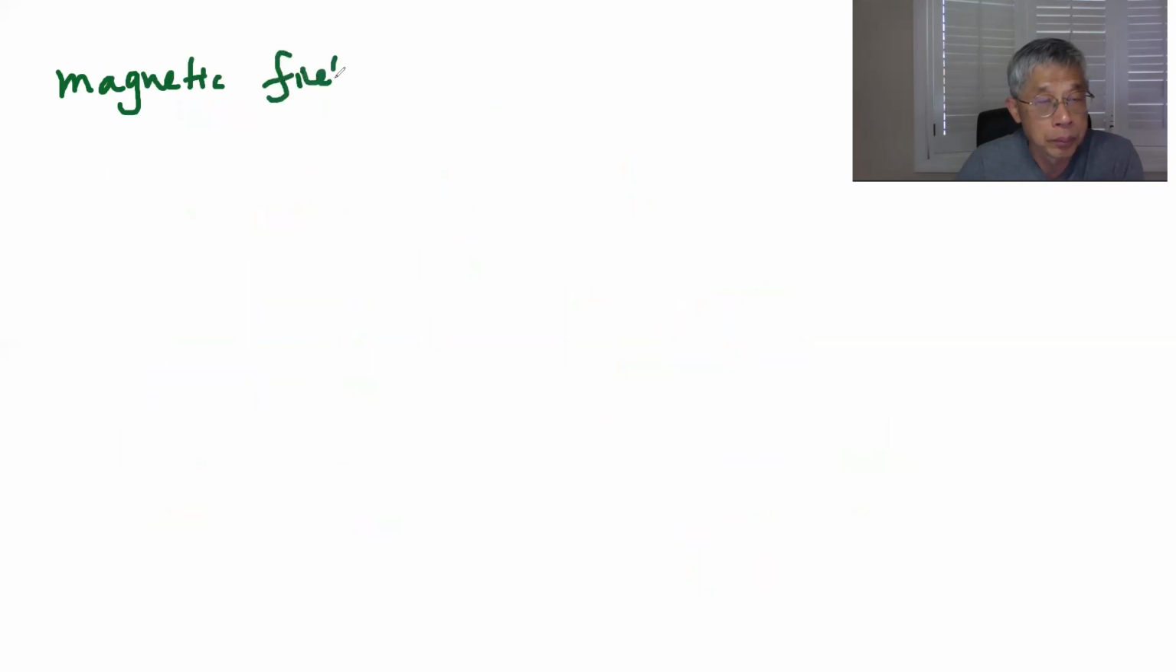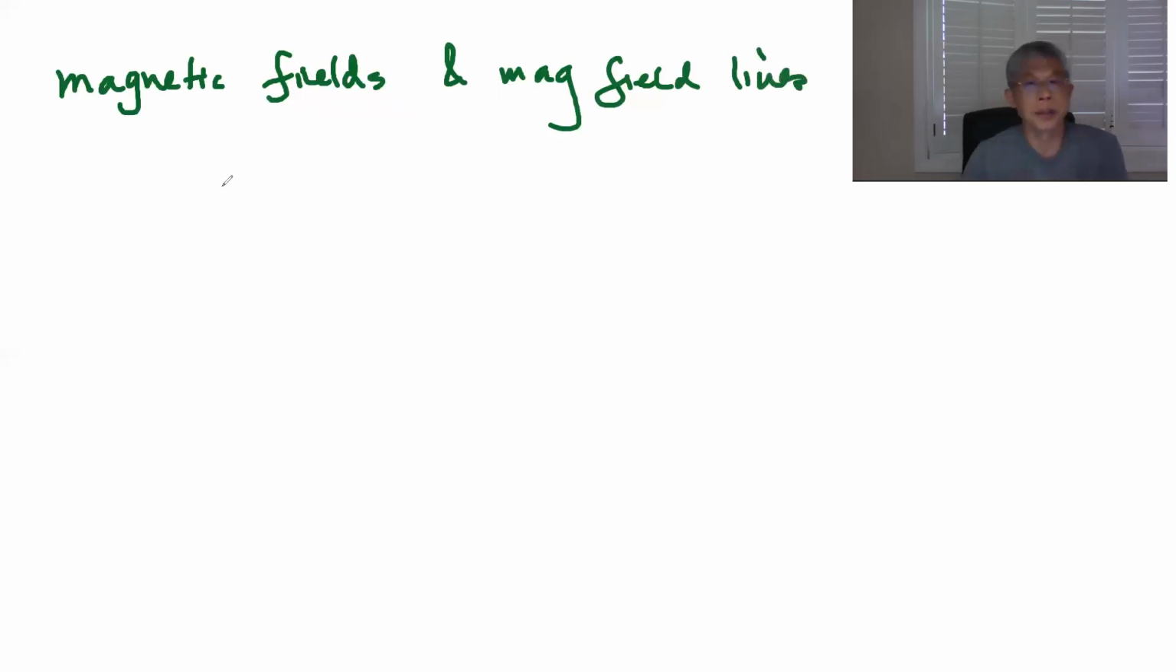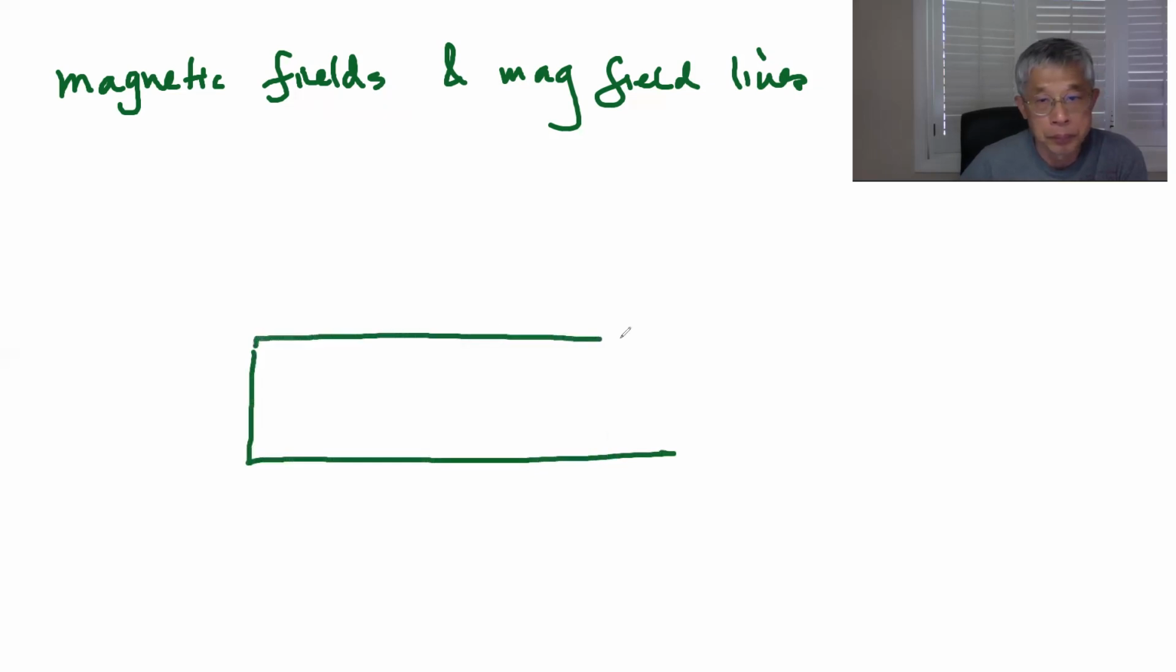All right, so we'll continue. We're going to talk about magnetic field and magnetic field line. Just like in electric field, we have electric field and we have electric field line. So if we take a bar magnet again, like that, and let's say we have a north here and south here.